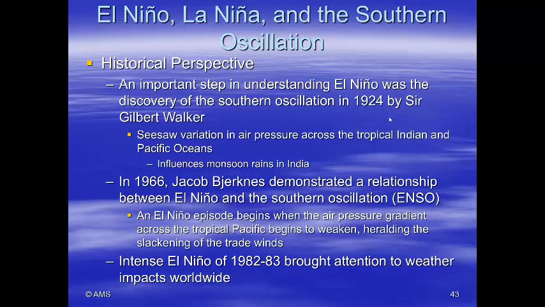An important step in understanding El Nino was the discovery of the Southern Oscillation in 1924 by Sir Gilbert Walker, and what he saw was a seesaw variation in air pressure across the tropical Indian and Pacific Oceans. And these influence monsoon rains in India.